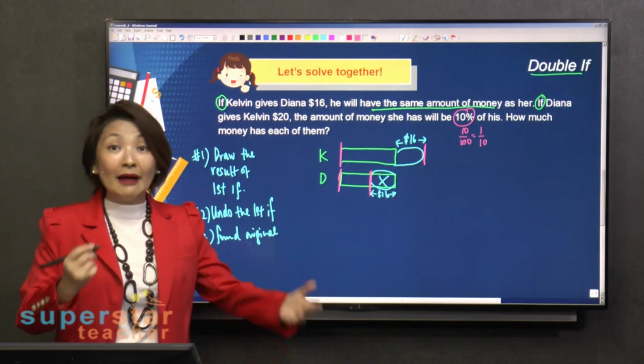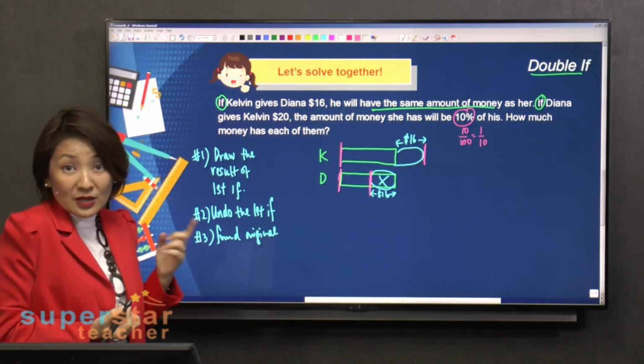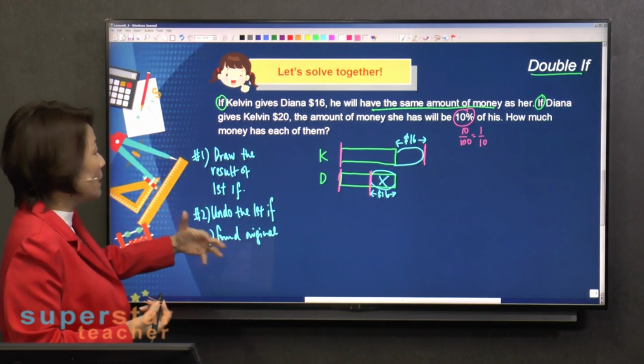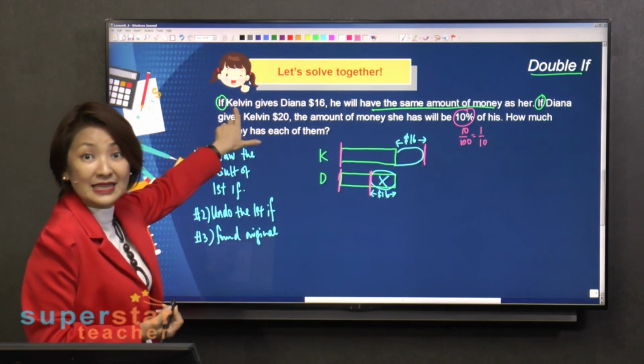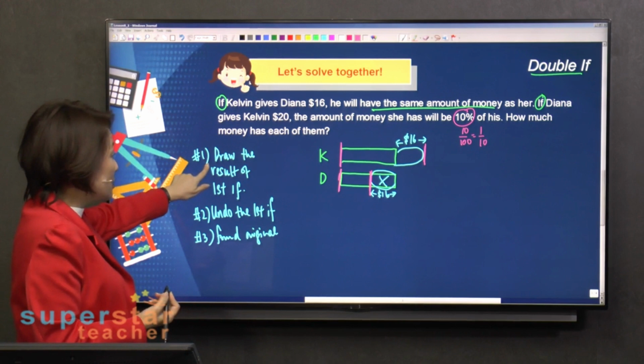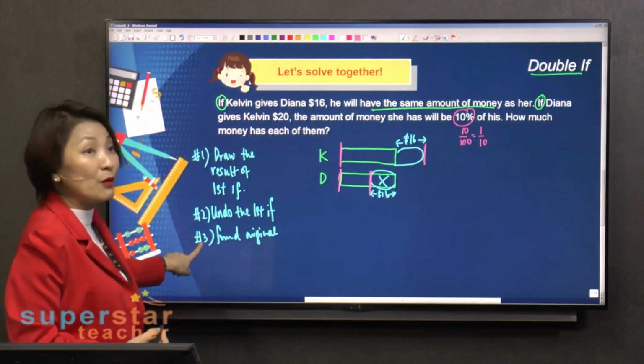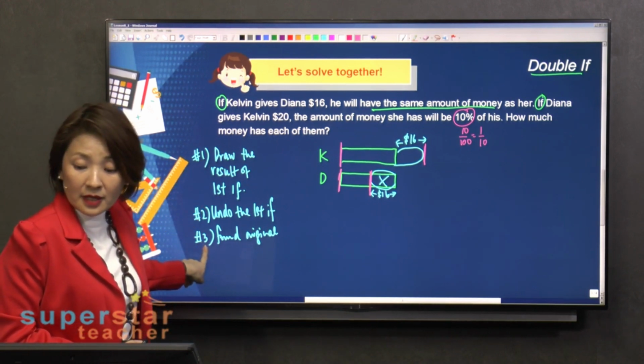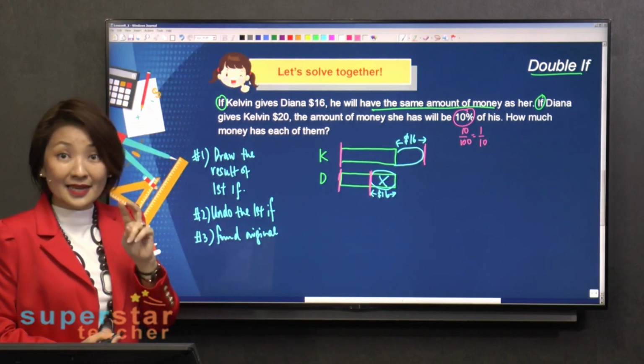Now I'm not done because I'm only done with the first if. See how much things I can take out from just this first sentence. I draw the result of first if, I undo the first if, I will find the original. So then I work on the second if.